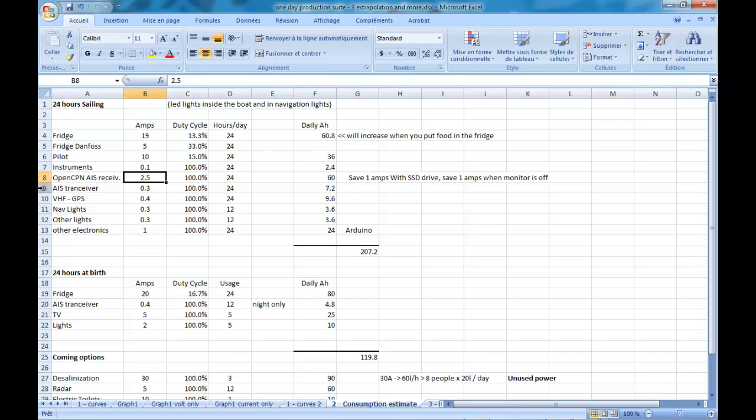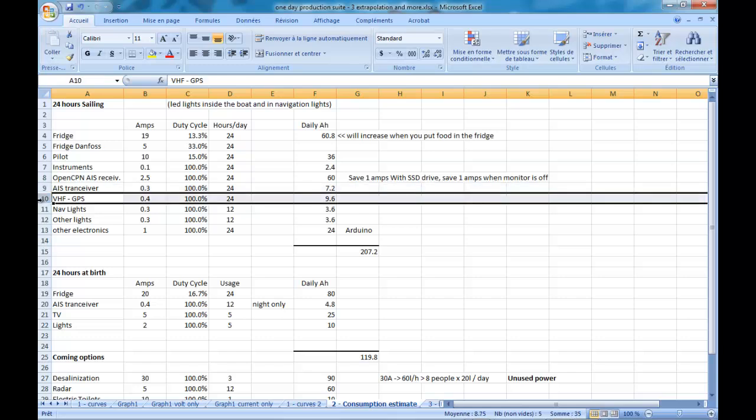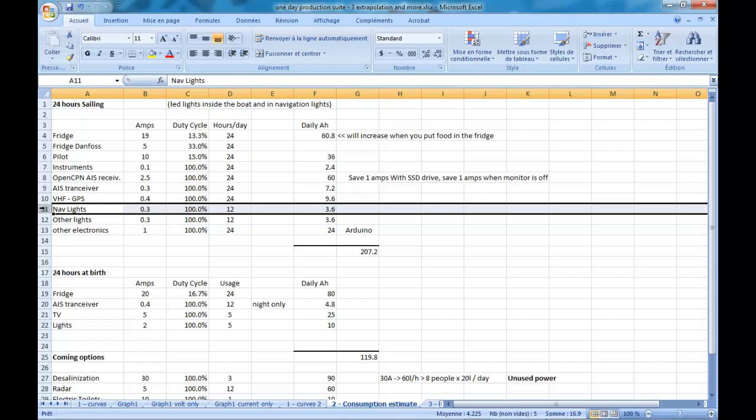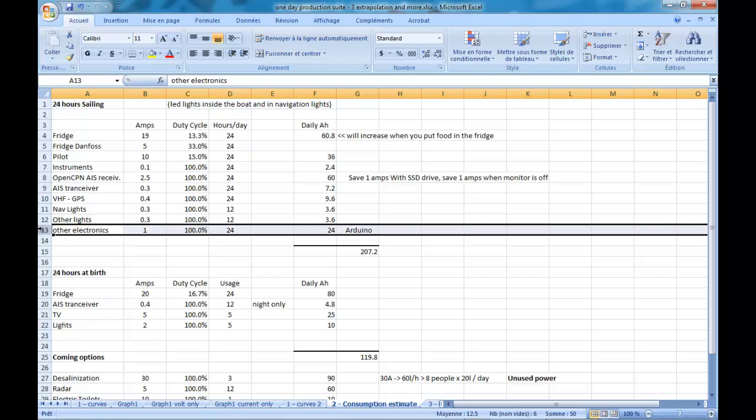Now the AIS receiver, transceiver, is about 300 milliamps. GPS and VHF going together for the DSC is also a few hundred milliamps. Nav lights are 300 milliamps. They are all LED. Other lights and other electronics, like I've got an Arduino running and a little Raspberry Pi running, doing my N2K conversion.